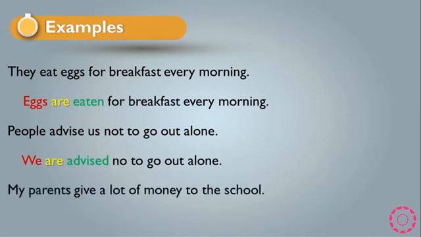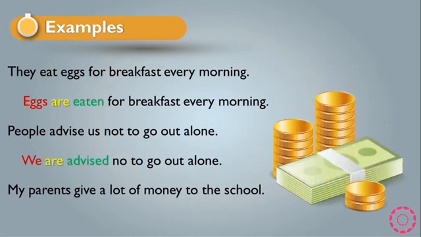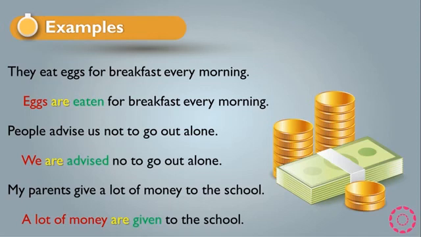Another sentence: my parents give a lot of money to the school. It became like that: a lot of money, as you see, all together is the object. A lot of money is given to the school. The past participle of give is given. A lot of money is given to the school, and the subject is missing, so we don't know who gave a lot of money to the school because we changed it to the passive.